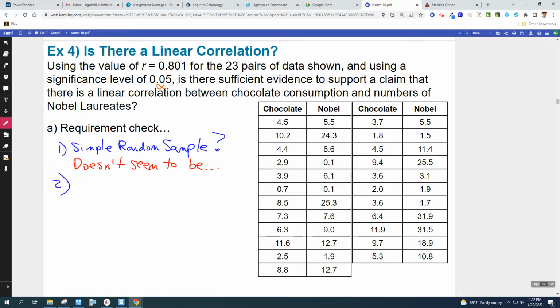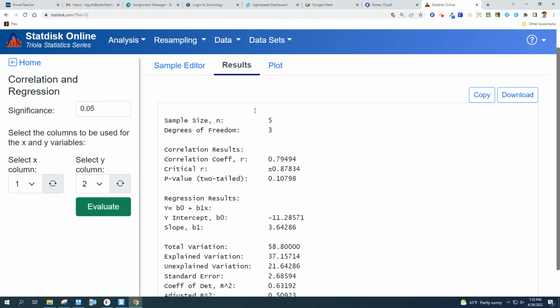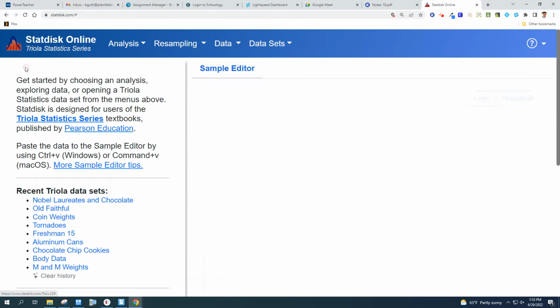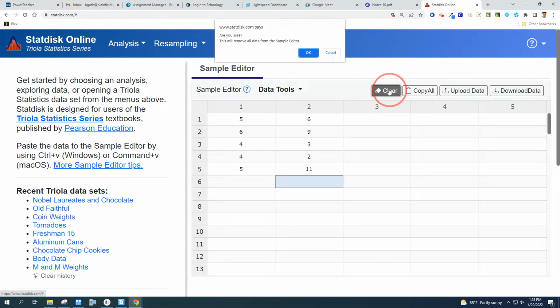Requirement number 2 is look at the scatter plot. It's supposed to make a line. So check it out. I'm going to go to StatDisk and I'm going to pull these 23 numbers in. Okay, and that's what I like about StatDisk, it's got a lot of our examples already in it. So if I go here, I'm going to go back to home. Here's my 5 points. I want to clear them out.